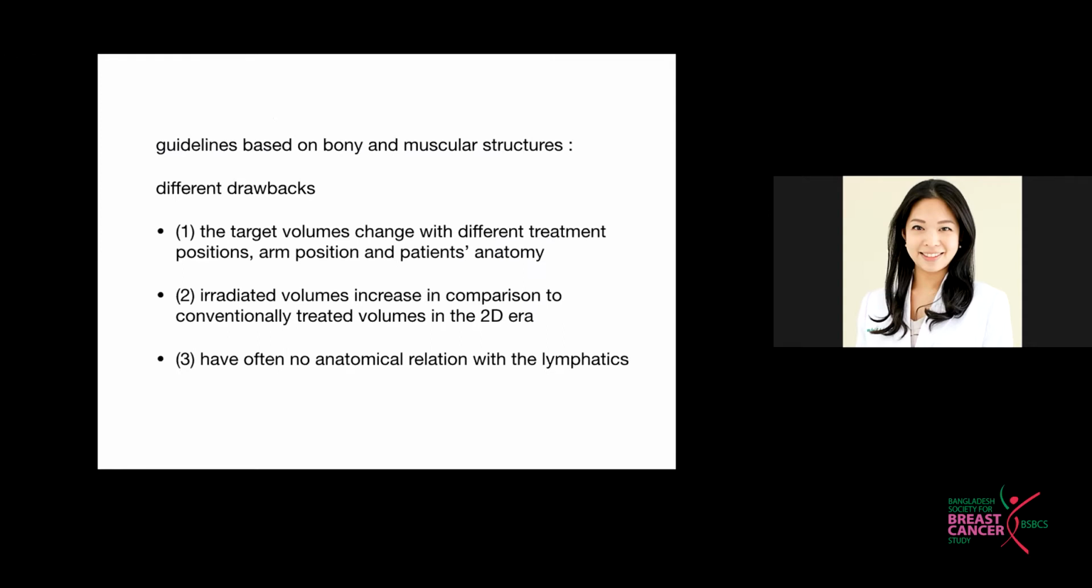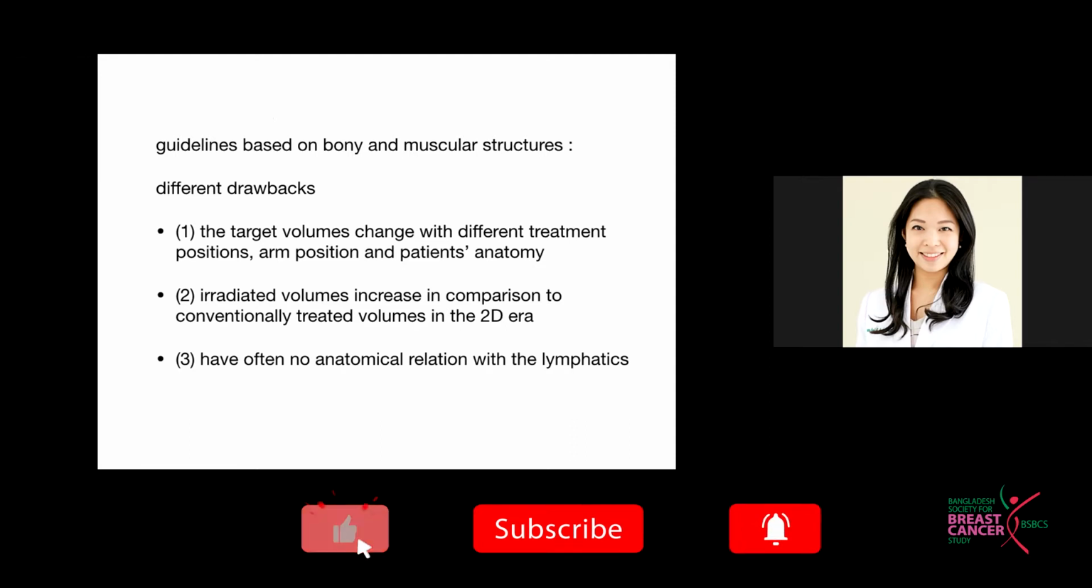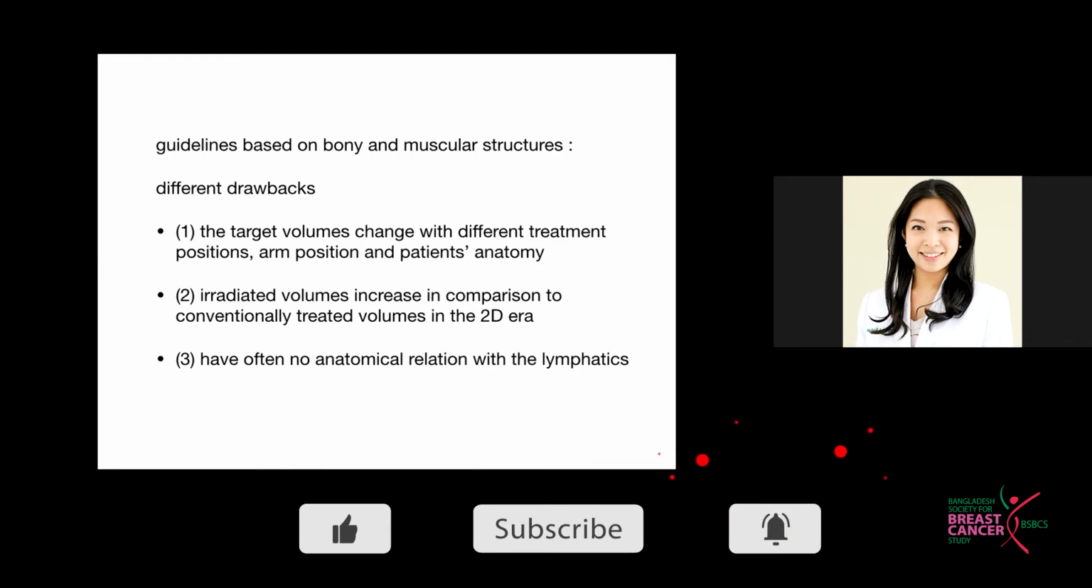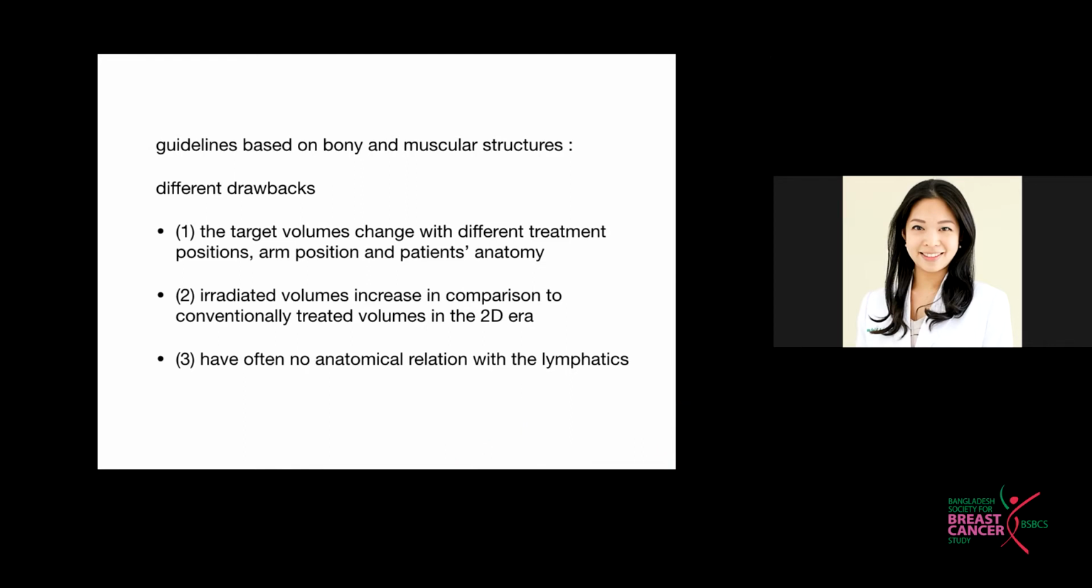So why does ESTRO use vessels as the basis? Because there are some drawbacks of using bony and muscular structures. For example, the target volumes change with different treatment positions, like arm positions and patient anatomy. Also the volumes increase in comparison to treatment volumes in the 2D era. And the third one is there is often no anatomical relation with the lymphatic system. Usually it would be related more with the vessels.